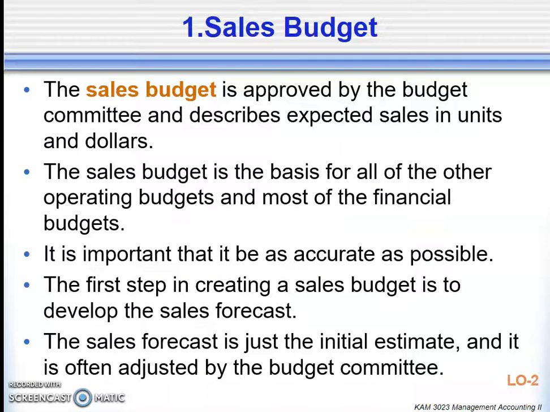Sales Budget. The sales budget is approved by the Budget Committee and describes expected sales in units and dollars. The sales budget is the basis for all of the other operating budgets and most of the financial budgets. It is important that it be as accurate as possible. The first step in creating a sales budget is to develop the sales forecast. The sales forecast is just the initial estimate and it will often be adjusted by the budget committee.